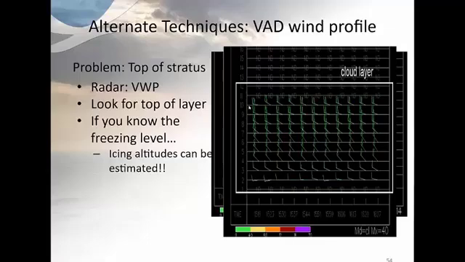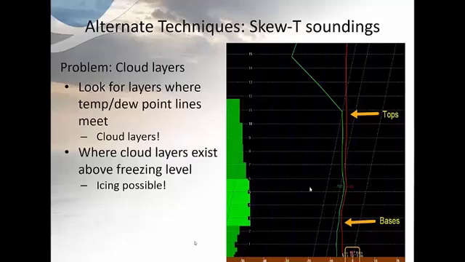And if you know the freezing level for that area, you can infer that icing is going to be occurring from the freezing level to the top of the cloud deck. So that's one way that you can kind of estimate. It's not going to work in every situation, but it actually does work pretty well in the wintertime. So that's one way you can do it.